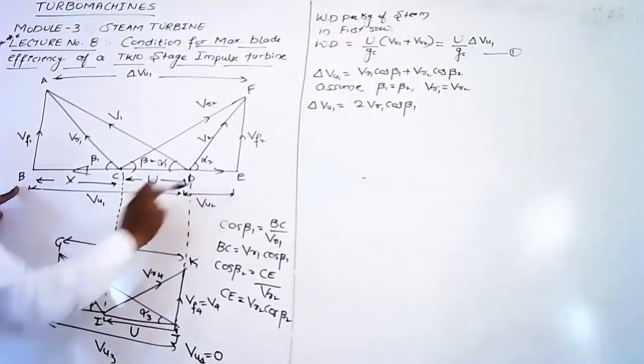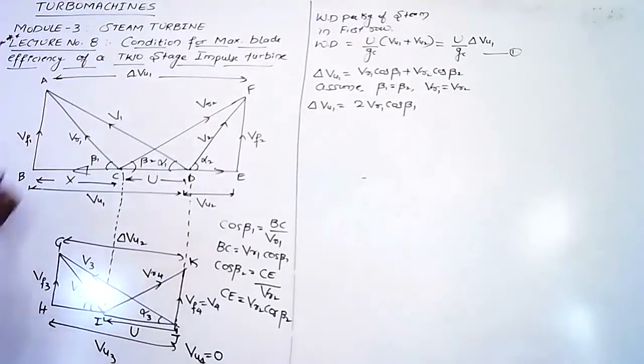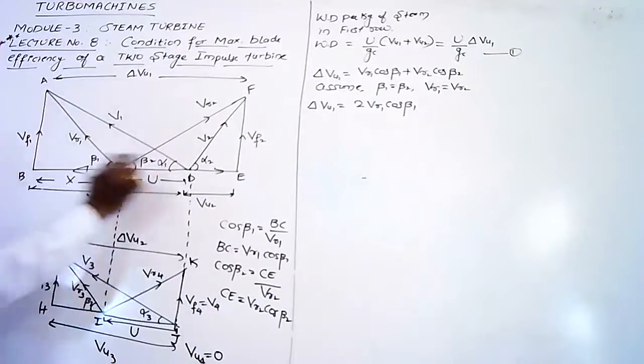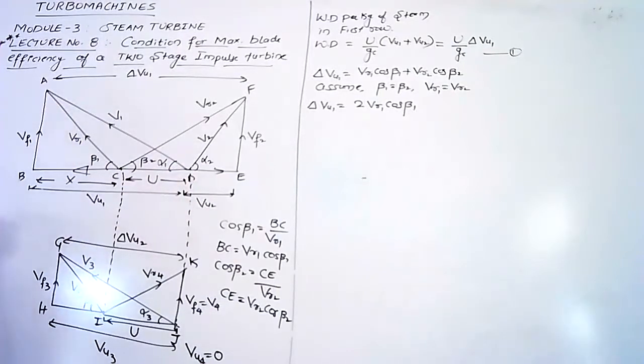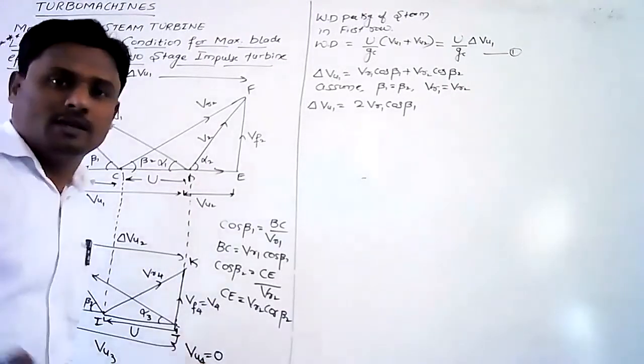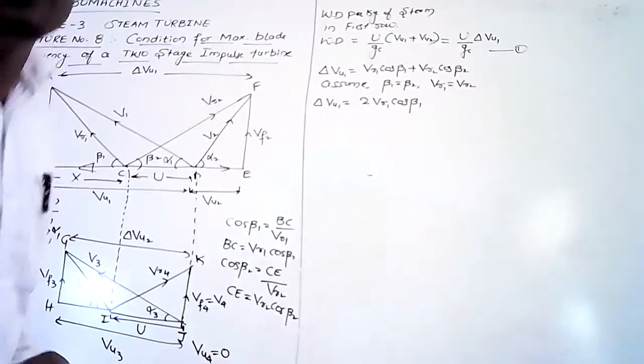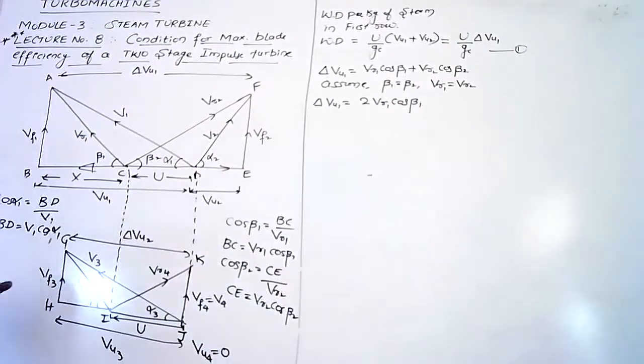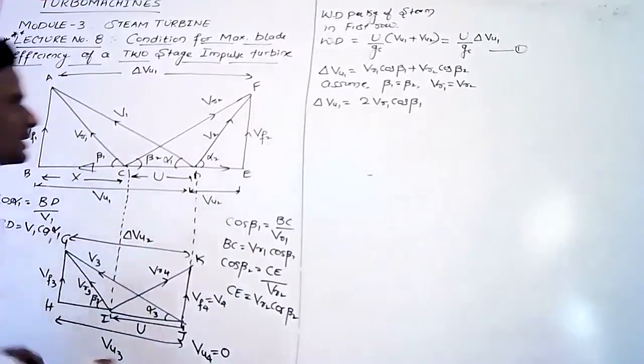Okay, so the total length is BD. How can I write BD? Listen here carefully. With this velocity triangle ABD, it can be written as cos alpha 1 equals the base BD by V1, or BD equals V1 cos alpha 1. Is that clear to all of you? BD equals V1 cos alpha 1. So BD minus U here.